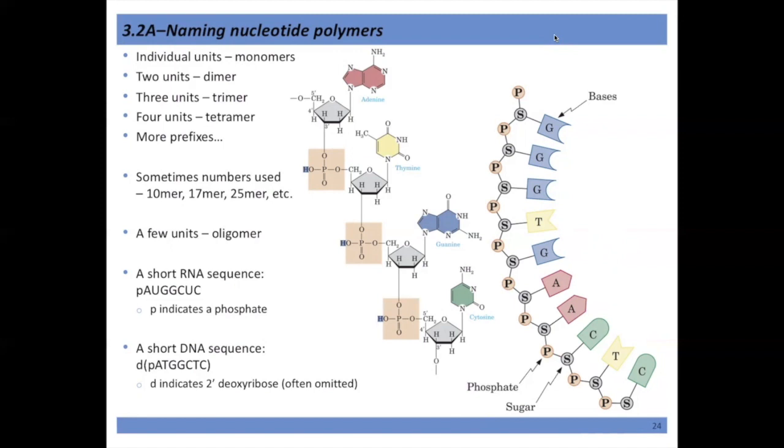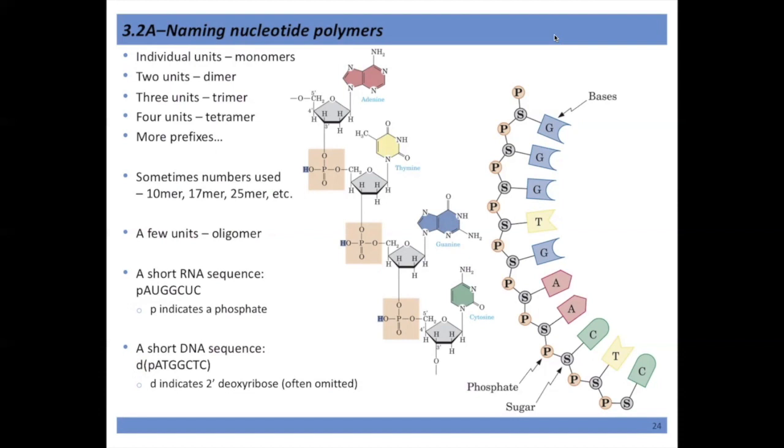So you can write out these short sequences. So for a short sequence here, the P indicates that we're starting with a phosphate on that 5' group. Then you got AUG, G, C, UC. Sometimes when you have DNA, you can put the D out in front, to indicate that it's a deoxy. That's often omitted because in most cases you're playing with DNA sequences and not necessarily RNA sequences, but that could get confusing if you're not careful.